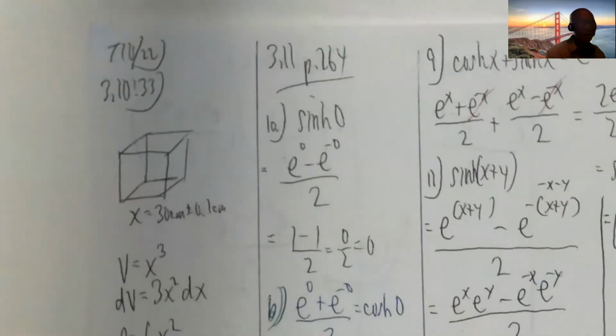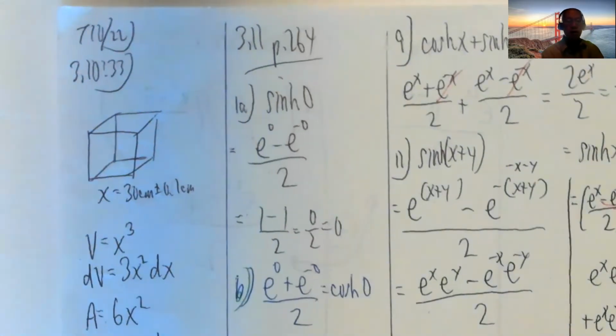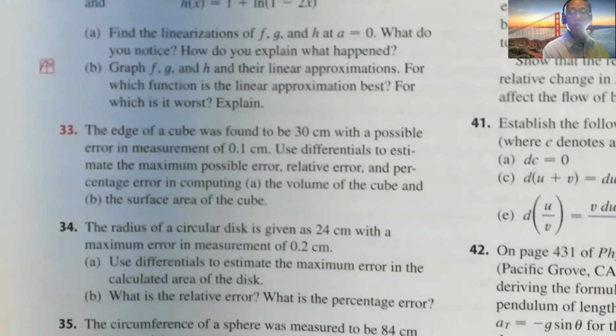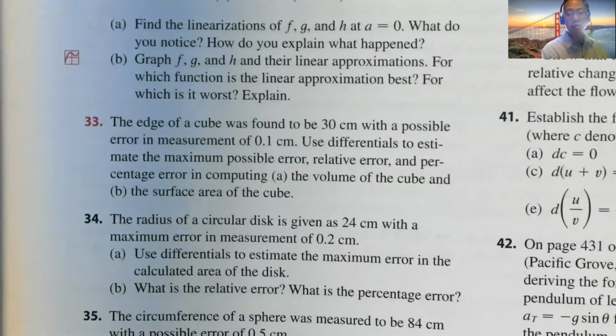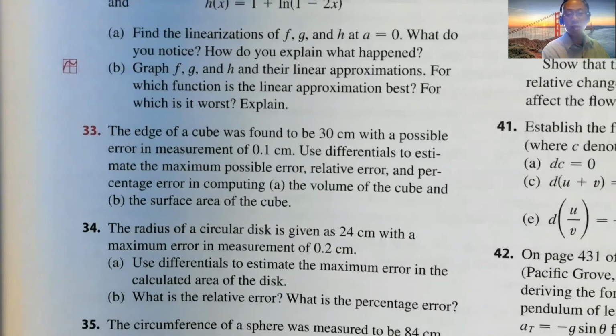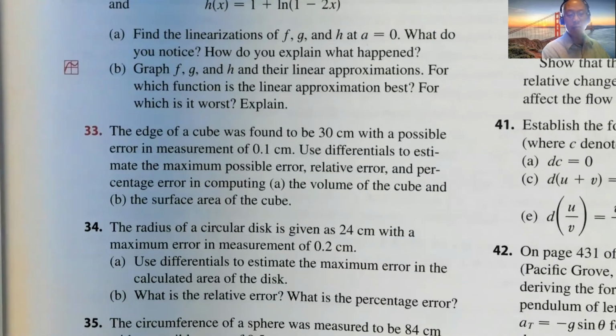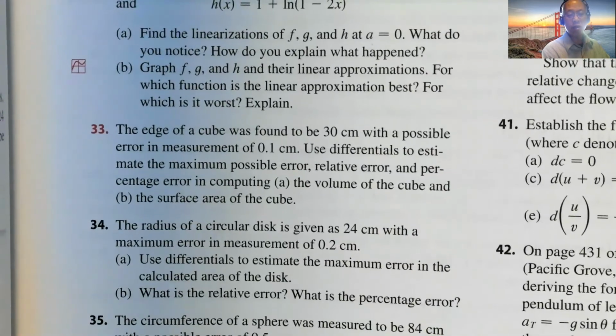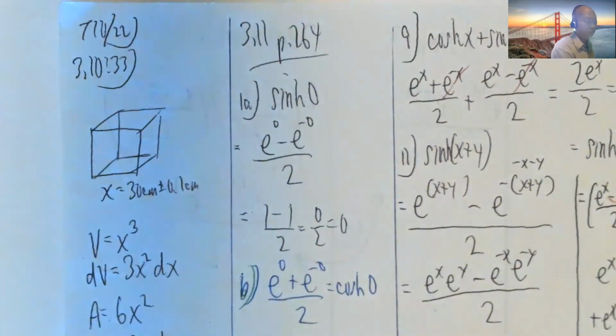Then 33. Last one here is a word problem. The edge of a cube was found to be 30 centimeters with a possible error of plus or minus 0.1 centimeters. Use differentials to estimate the maximum possible error, relative error, and percentage error in computing the volume of the cube and the surface area of the cube.